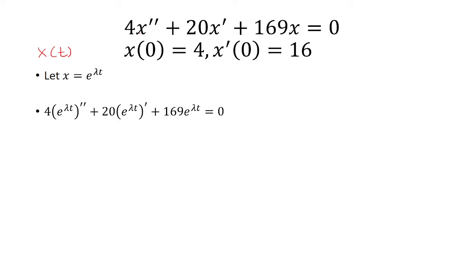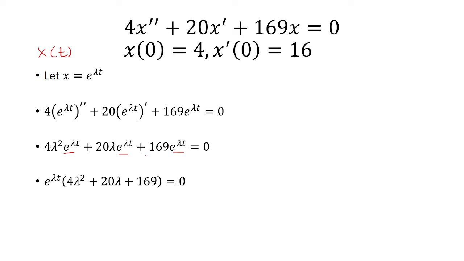So replace e to lambda t in for every x we see. The second derivative will be lambda squared times e to lambda t. The first derivative is just lambda e to lambda t. And then from here, we want to solve for lambda. Notice that we have e to lambda t in all three terms, so pull that out. What's left is 4 lambda squared plus 20 lambda plus 169.